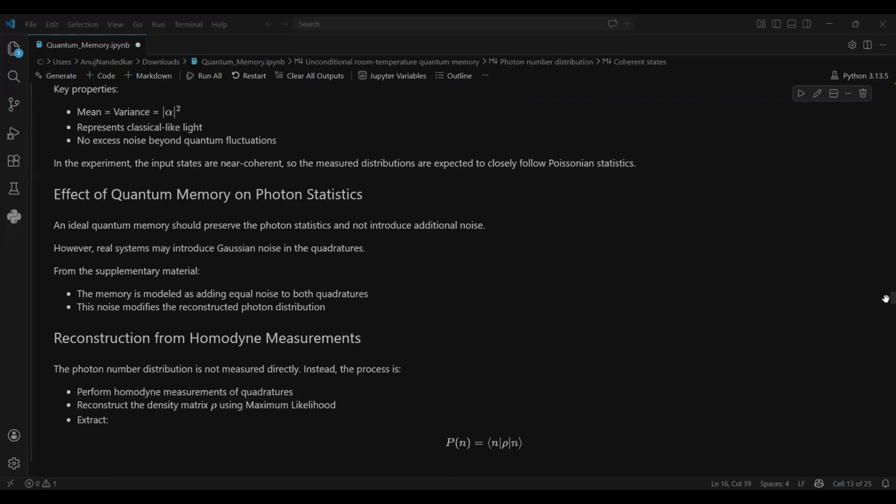Now, how is the photon number distribution actually obtained? This is not something we can measure directly. Instead, the process involves performing homodyne measurement of quadratures, and reconstructing the density matrix using maximum likelihood estimates. And using this reconstructed density matrix, we extract the diagonal elements, and using that, we basically construct the probability distribution. All of this has been explained in detail in the previous section.